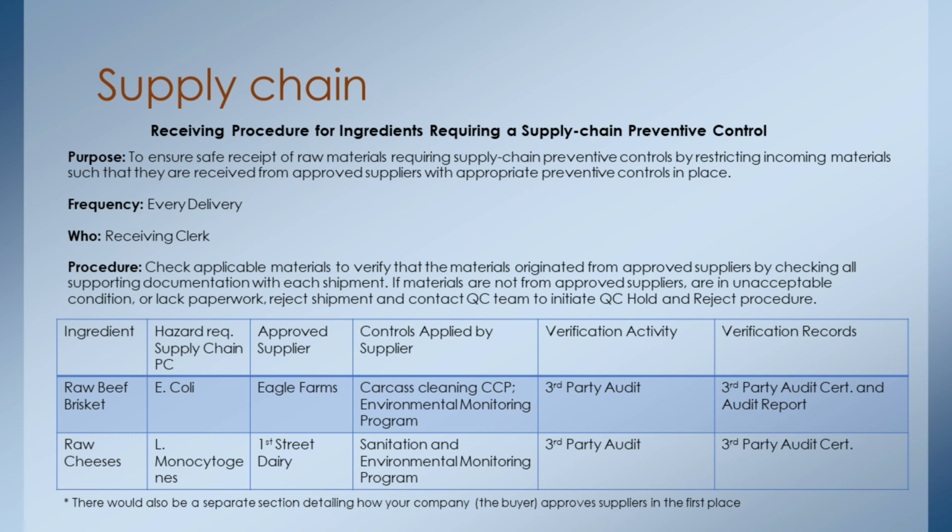You see that asterisk there. Like I said, you also want to make sure you flesh out that approval process or supply chain verification process, maybe on a separate page or maybe right below it. But this is generally what you will see in a supply chain preventive control document.